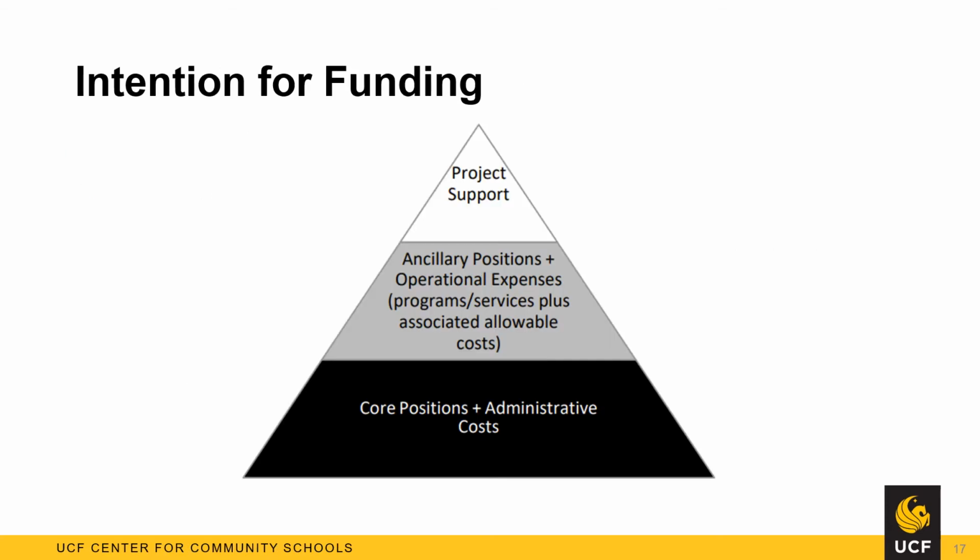Next, I want to get into the intention for the funding. This funding is for core positions and administrative costs, ancillary positions and operational expenses, so those are programs and services, plus any associated allowable costs, and then the top tier is going to be project support.